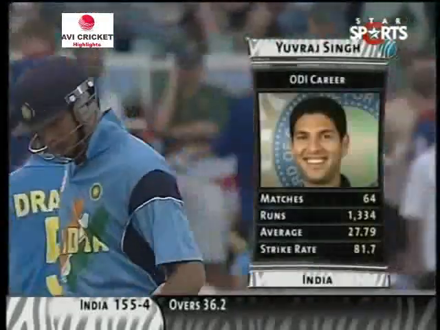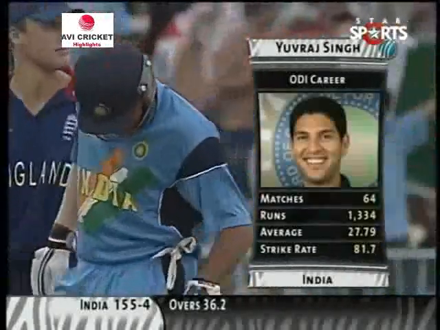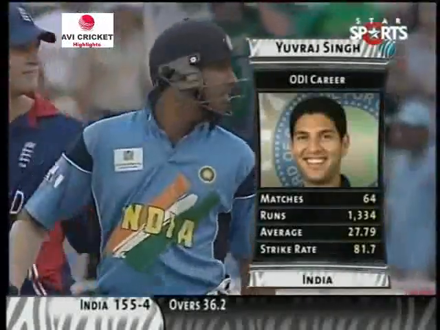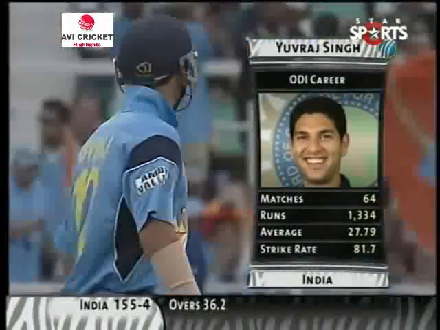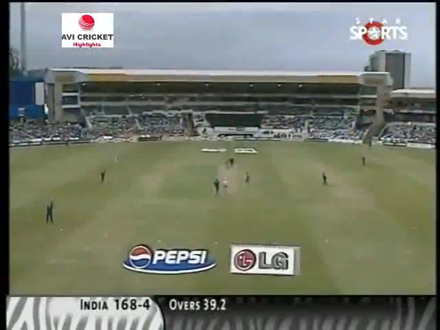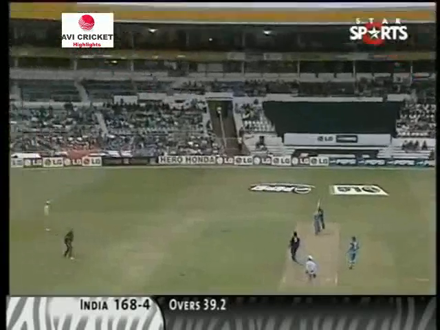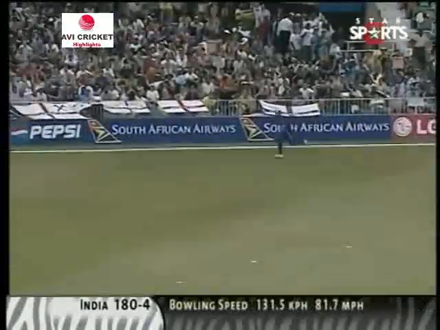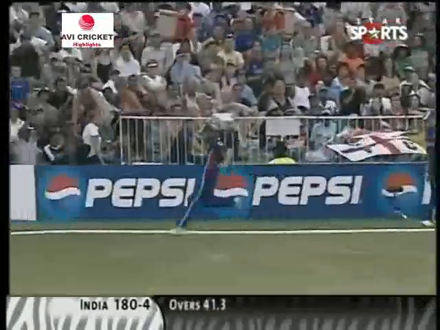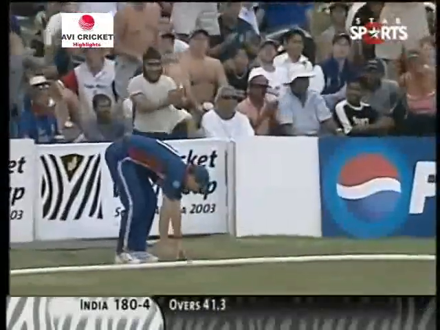Yuvraj Singh, the new man out there for the Indians, 64 matches for him. He's a good striker of the ball, good strike rate as well, over 80. He's done exactly that. No need to run for that. He's such a clean striker. And that's sailed into the crowd over mid-on. It's worked away on the onside. And he'll get the boundary.